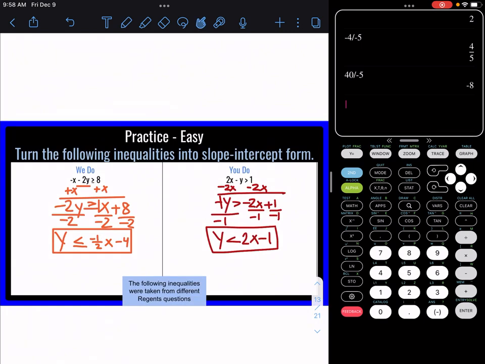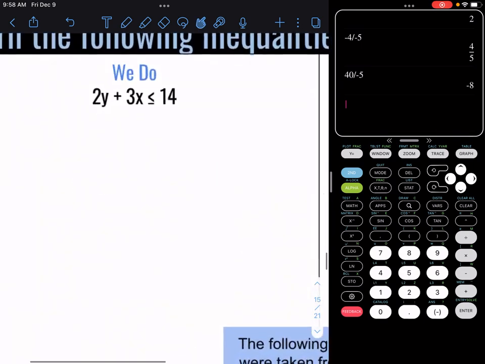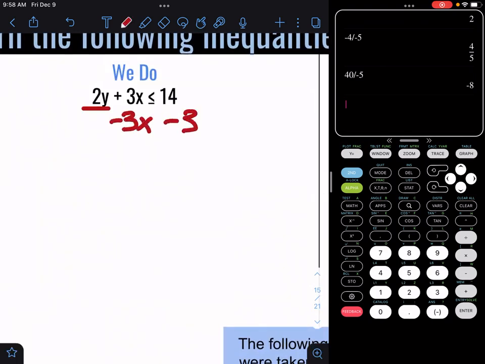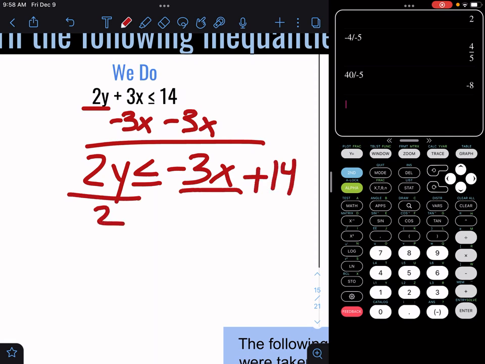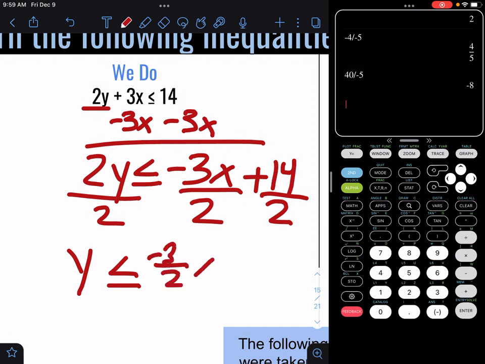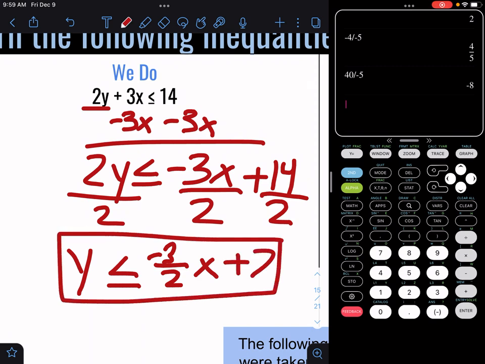Let's try some more medium level problems. Let's look at this problem right here. We need to get the y by itself, so to get rid of this 3x, I'm going to subtract 3x from both sides. I will get 2y is less than or equal to, put the x first, negative 3x plus 14. And now to get rid of this 2, I have to divide each thing by 2. Because that number that I wrote multiple times is not negative, I don't have to flip my inequality symbol. Negative 3 divided by 2 is just negative 3 over 2x, and 14 divided by 2 is 7. This would be my final inequality. Slope is the number next to the x, and y-intercept is the constant, the number that's alone.